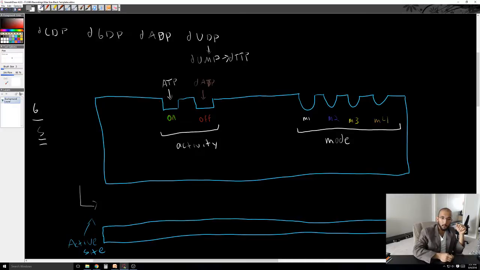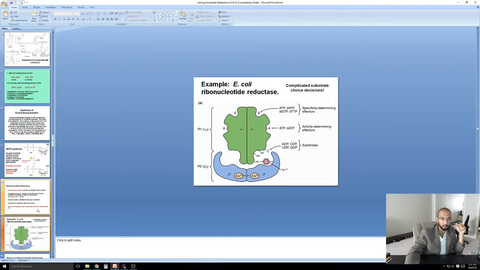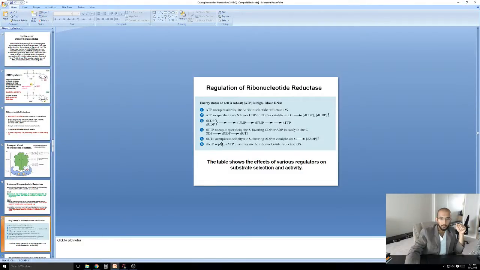So here, you know, if we look at the list, that would be the catalytic site, the active site. And we might have GDP going in, ADP, or CDP, or UDP, which are the ribonucleotide form. And if they're going in, then we can convert them to the deoxyribose form. And that's what happened here.